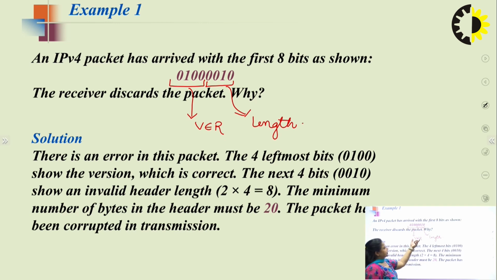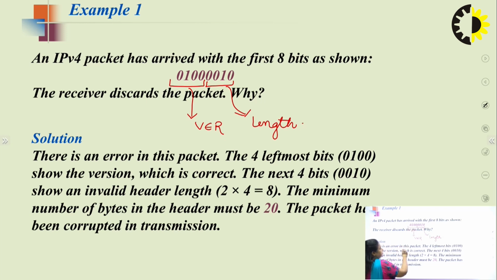First of all, let's check the version. The question asks why the receiver discards the packet. Why is this particular packet being discarded? What is the reason behind it? So we have to check for an error in this packet. First of all, we have to check the version.